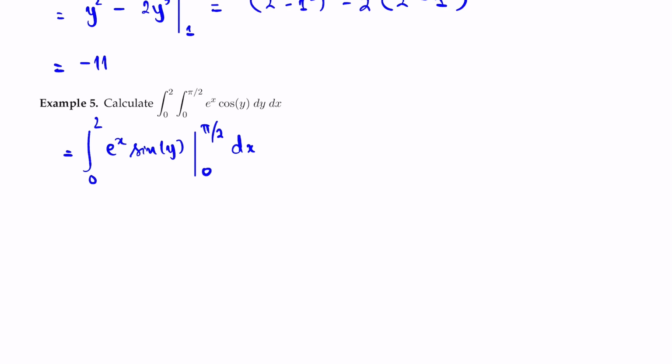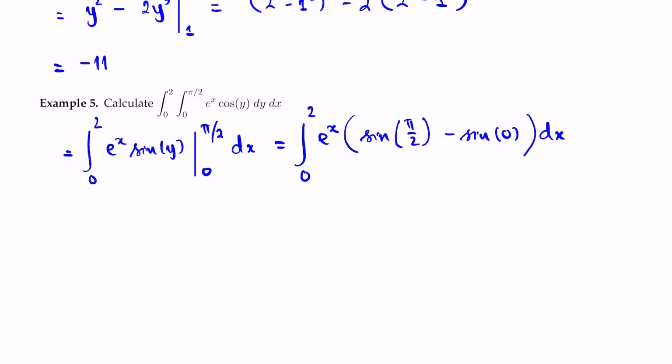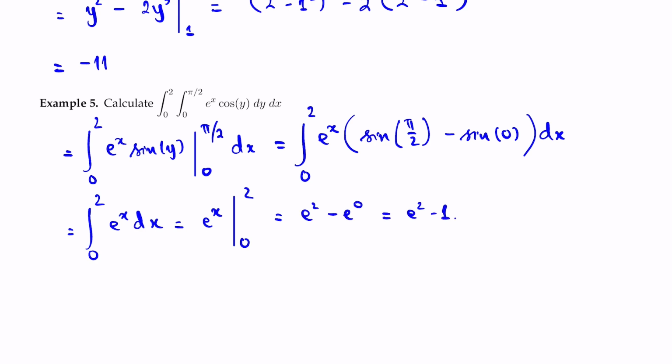You're going to get the integral from 0 to 2 of e to the x times (sine of pi over 2 minus sine of 0) dx. So sine of pi over 2 is 1, sine of 0 is 0. You're left with the integral from 0 to 2 of e to the x dx. And the antiderivative of e to the x is just e to the x. We're going to evaluate this at 0 and 2, or e squared minus e to the 0, or e squared minus 1. And so that's it for this example.